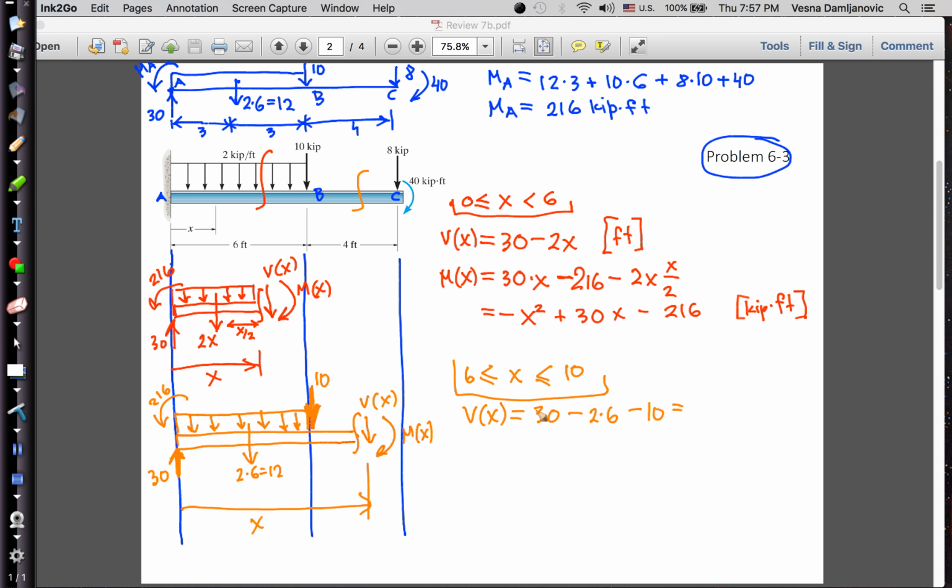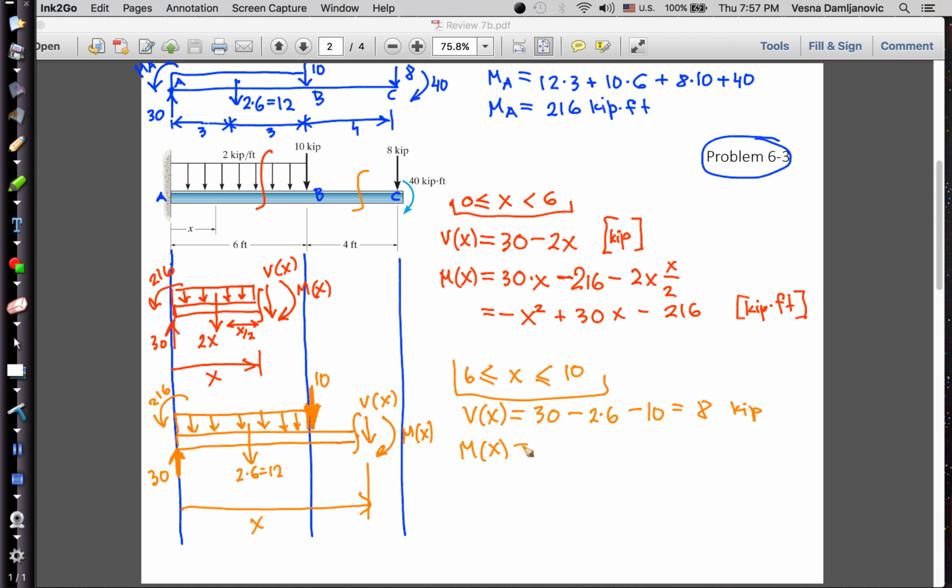And so now the equation with respect to x: is there any force here that depends on x? No, now it's constant. So all we have to do is add this up. 30 minus 10 is 20, minus 12 is 8 kips. Okay. Oops, I just noticed that this is not feet, this is kips. Sorry about that. That's better. Okay, and now let's write the moment.